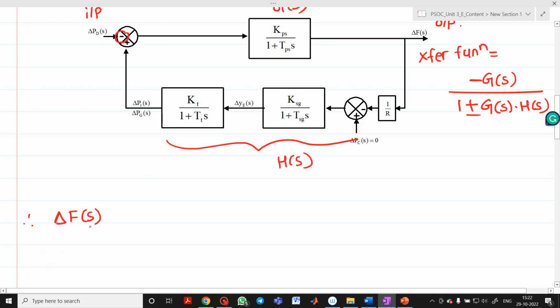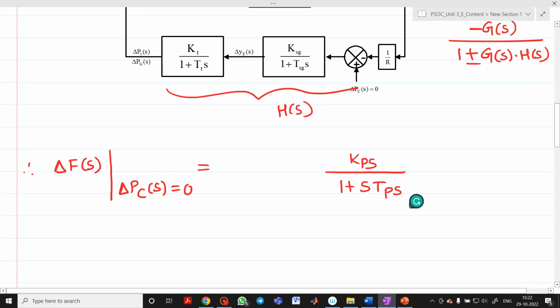Okay, then what is our condition? Delta Pc of s will be equal to 0. So how will I write G(s)? Kps upon 1 plus s into Tps. So this is my numerator, I can say, divided by 1 plus G(s) into H(s). So I'll directly write it like this.